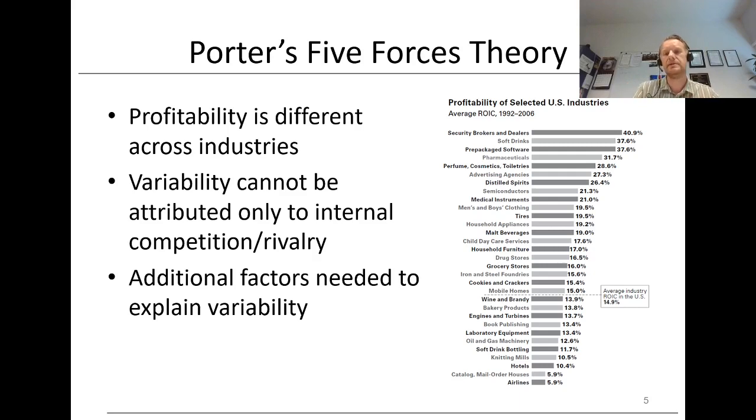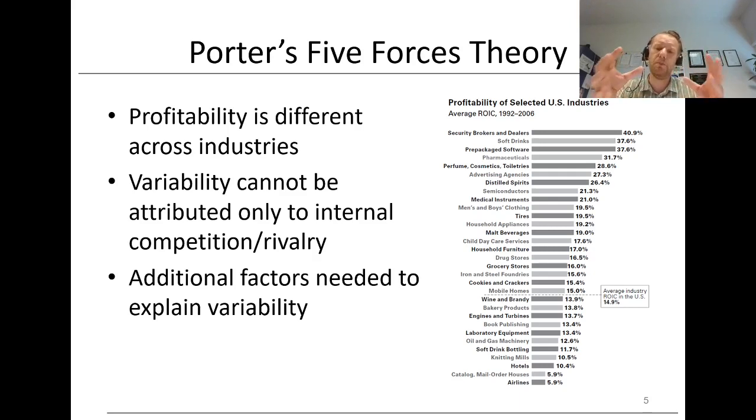And the way we're going to do this is by discussing Porter's five forces model, or Porter's five forces theory. This theory was developed quite a few decades ago, but is still very relevant today, even in today's heavily digitalized world. Porter started by investigating the profitability of various types of American industries, as you can see listed to the right. The most profitable industries turned out to be security brokers and dealers, soft drinks, prepackaged software, etc. The least profitable industries turned out to be airlines, catalog mail order houses, hotels, knitting mills, etc.